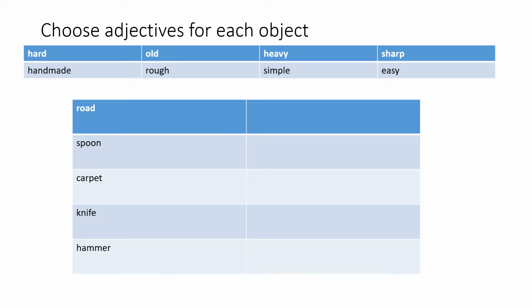In this activity you can see there is a list of objects: road, spoon, carpet, knife, hammer, and there are different adjectives given in the table: hard, handmade, old, rough, heavy, simple, sharp, easy. So for each of the objects you are going to think of different adjectives that are given in the table.